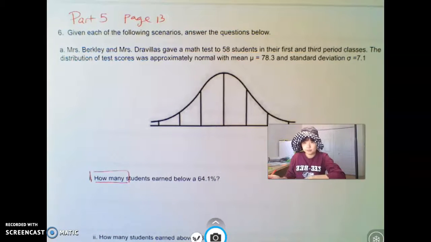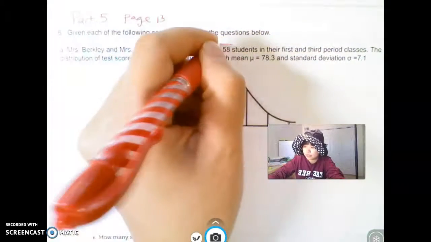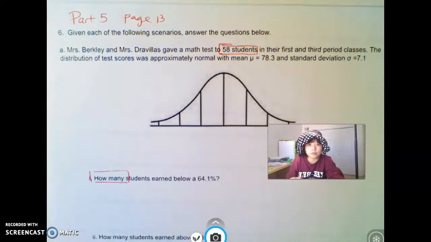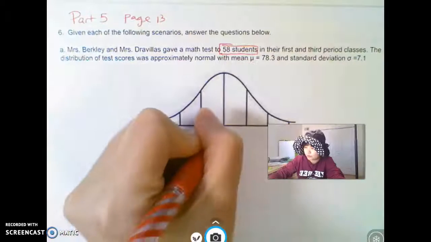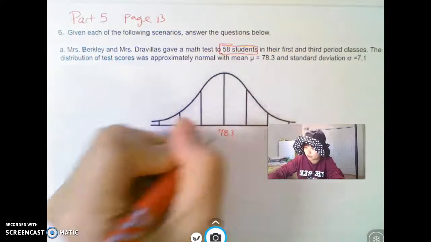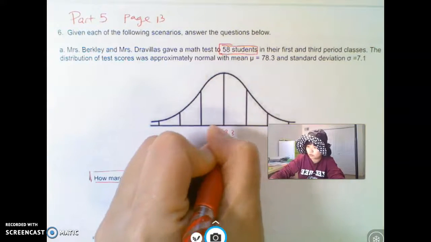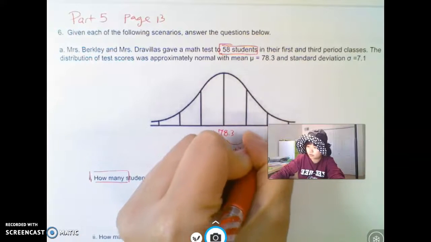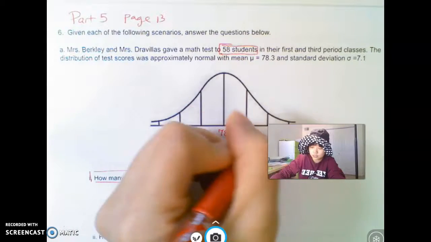You see, Mrs. Berkeley and Mrs. Travillas gave a math test to 58 students. That's you guys. In their first and third period classes, the distribution of the test score was a normal with mean mu of 78.3 with standard deviation sigma 7.1. So let's just finish that part first. So 7.1, 7.1, right? Like this is the part that we know how to do. So let's finish this first.